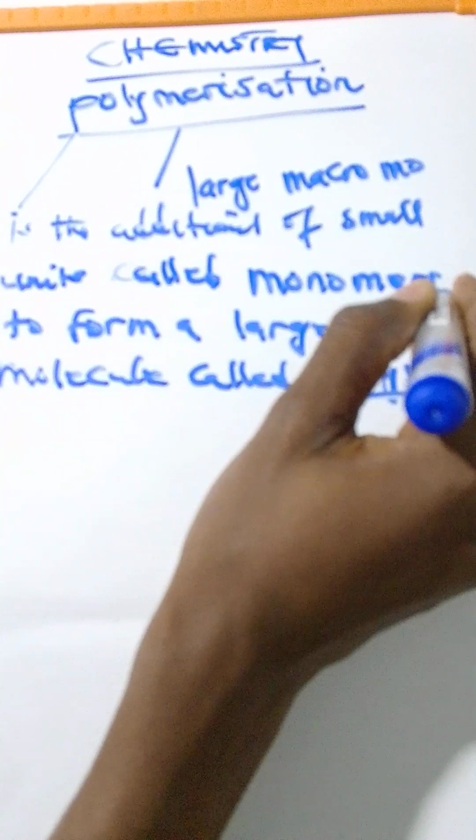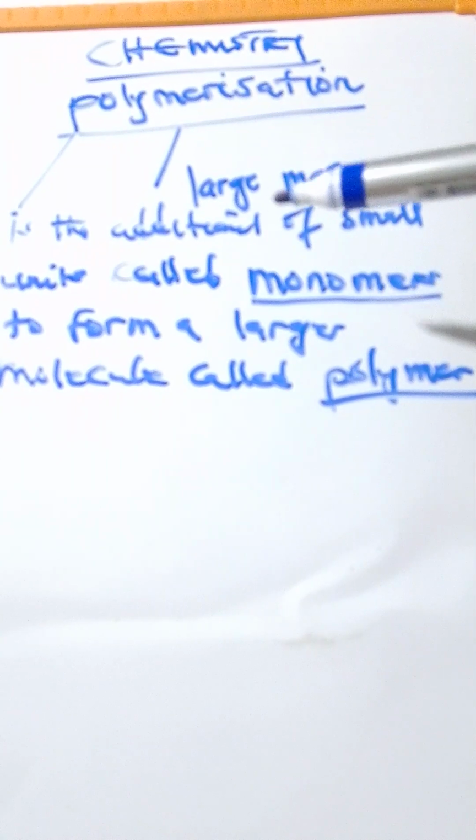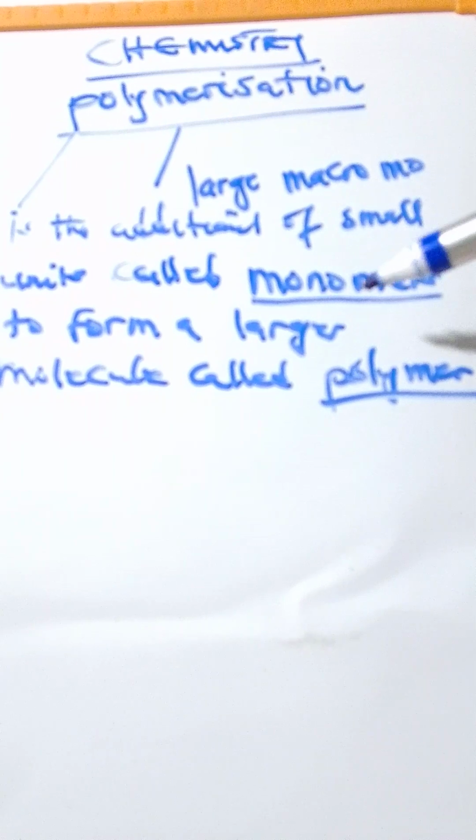Okay, so we have monomers, we also have a polymer. So polymerization, which gives a larger macromolecule, is when you add small units, which are called monomers, to form a larger molecule called a polymer. So it's the process by which monomers are added together to produce a larger polymer. That's what we call polymerization.